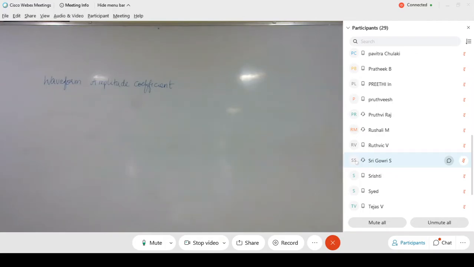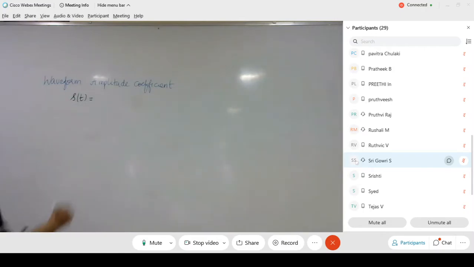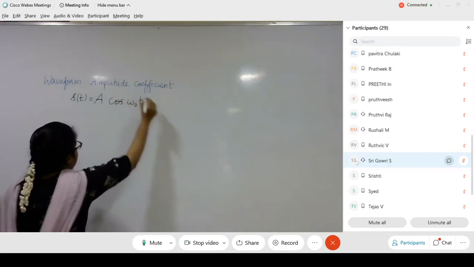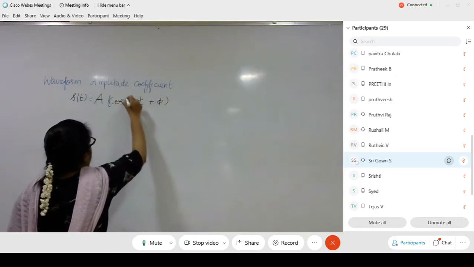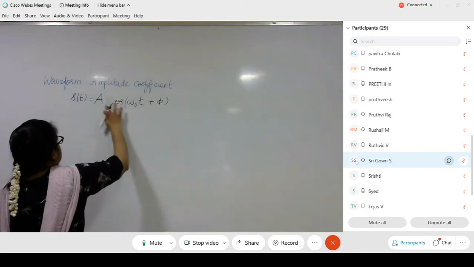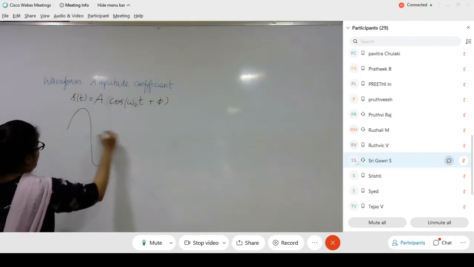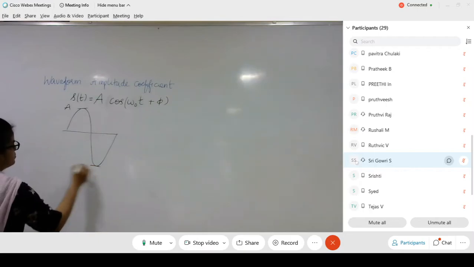Waveform amplitude coefficient. Normally the carrier signal is represented as S of t, having an amplitude A and just cos omega naught t. Of course, phase will also be there, correct? What does this A represent? What amplitude is it? Carrier amplitude, but it is the peak value. It is not the peak to peak value, correct? A represents the peak value of the sinusoid, yes or no?